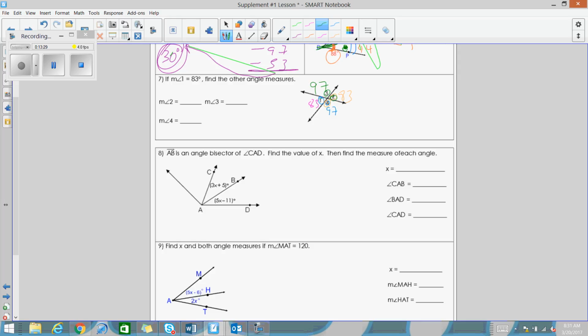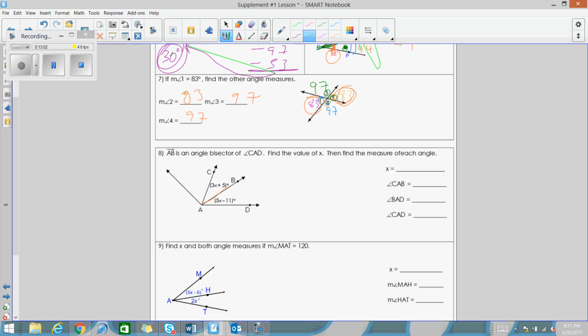And you also could have said, hey, 83, this angle that we originally started with, is vertical to this angle. So those must be congruent, but you still also have to use a linear pair to find your other one. So angle 2 is 83, angle 3 and angle 4 are 97. All right, number 8. So it says AB is an angle bisector of angle CDA.